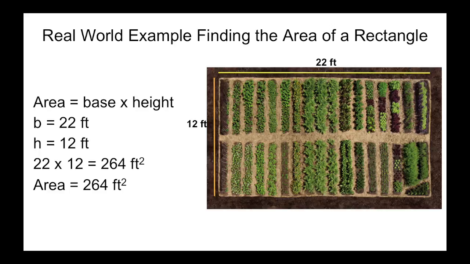Remembering that to find the area of a rectangle, the equation is area equals base times height. We now know to multiply 22 by 12, giving us the answer of 264, making the area of this garden bed 264 feet squared. Finding the area of this garden bed is important when planning a garden, to know how much space is needed for the plants and seeds.